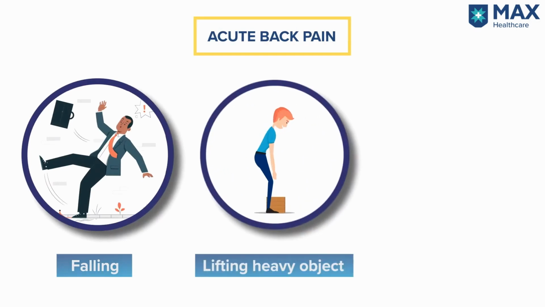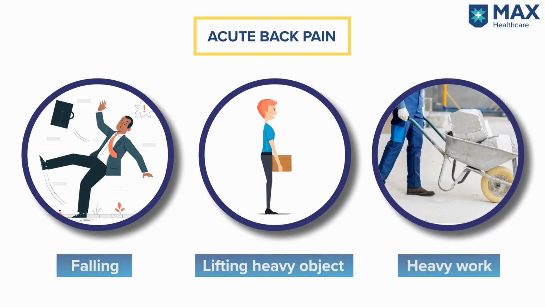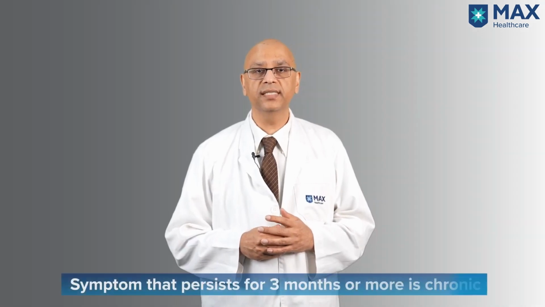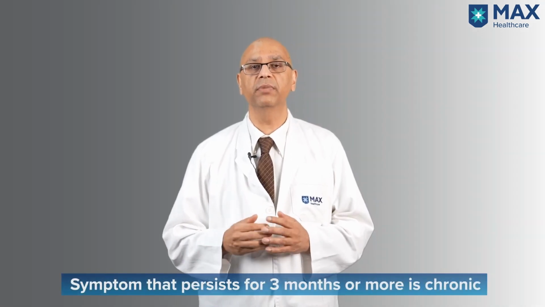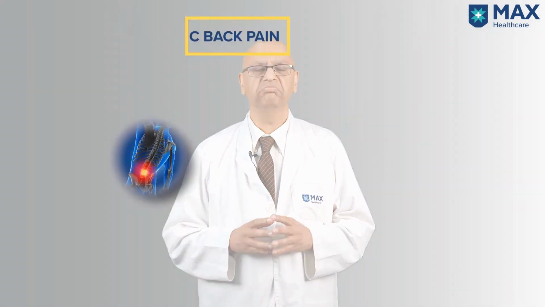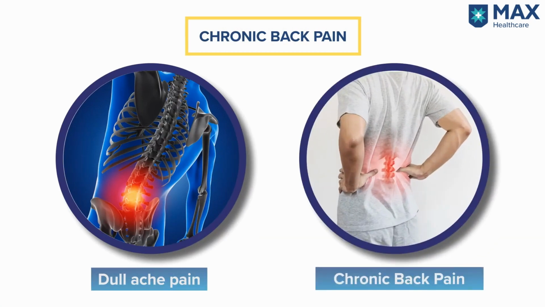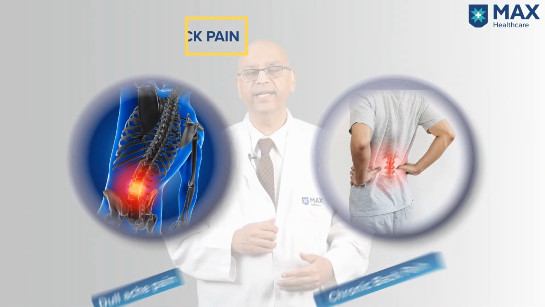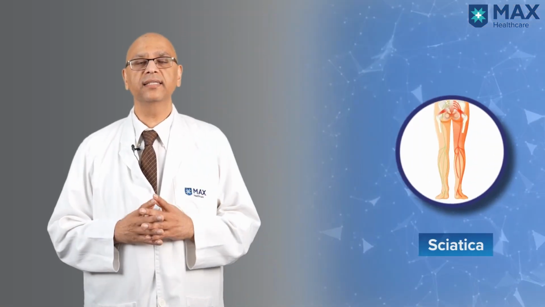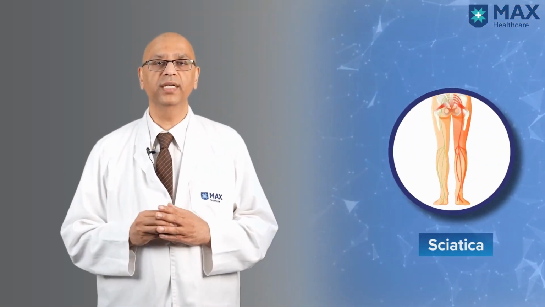Acute means immediate onset, which can occur following a fall, lifting a heavy object, or doing unaccustomed heavy work. Chronic is any symptom which persists in the back for more than 3 months. Clinically, symptoms are variable. They may vary from a dull ache to a very sharp shooting pain from the back radiating down to the legs. It's a classical sign of sciatica, which we medical professionals know as prolapsed intervertebral disc. These are the common symptoms associated with disc prolapse.